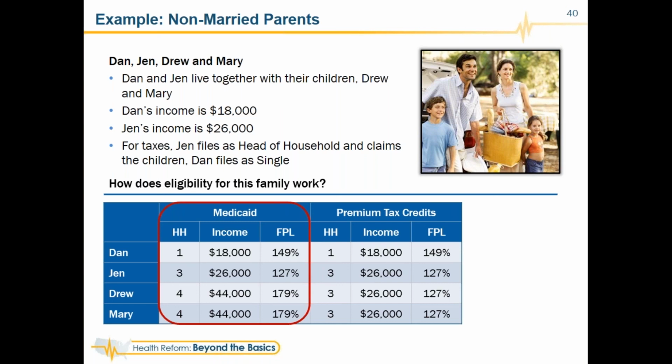If they did not, the marketplace would say their household size is the same as Jen's because she claims them as tax dependents, and it would say that the children's income was that of their mother, which is $26,000 a year. This would mean that they would have an income that is at 127% of the federal poverty line.